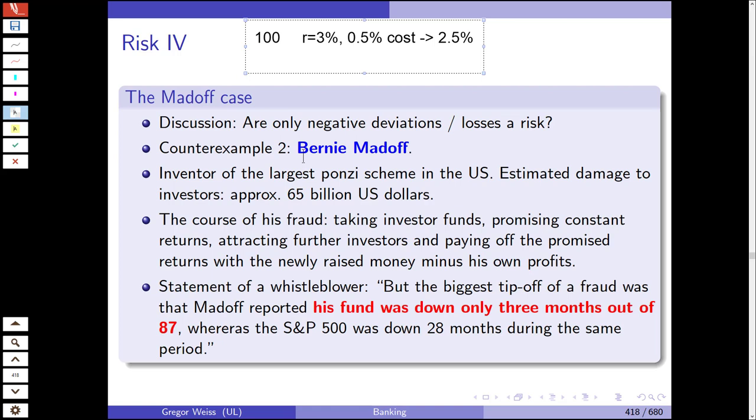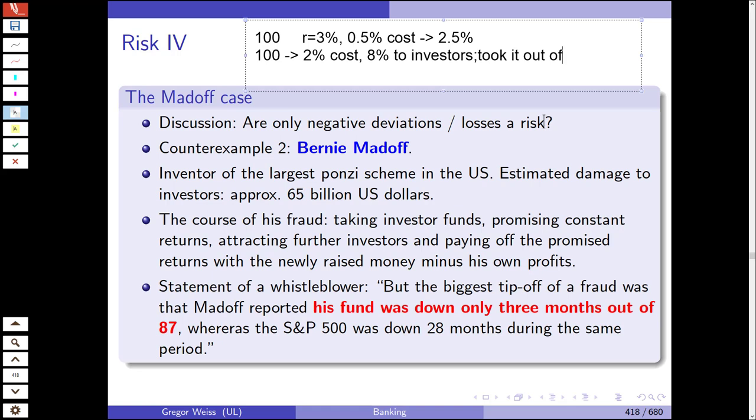What Bernie Madoff did is he took the 100 from his investors and he didn't invest it. He simply, let's say, took 2% cost, and he paid out, let's say, 8% to investors. And how did he get the additional 10 euros? Because he didn't invest this. He took it out of the 100. So he was left with only 90, but in the next round, investors saw that he was able to beat the market. He was able to pay 8% in contrast to 2.5% a normal fund would only pay.